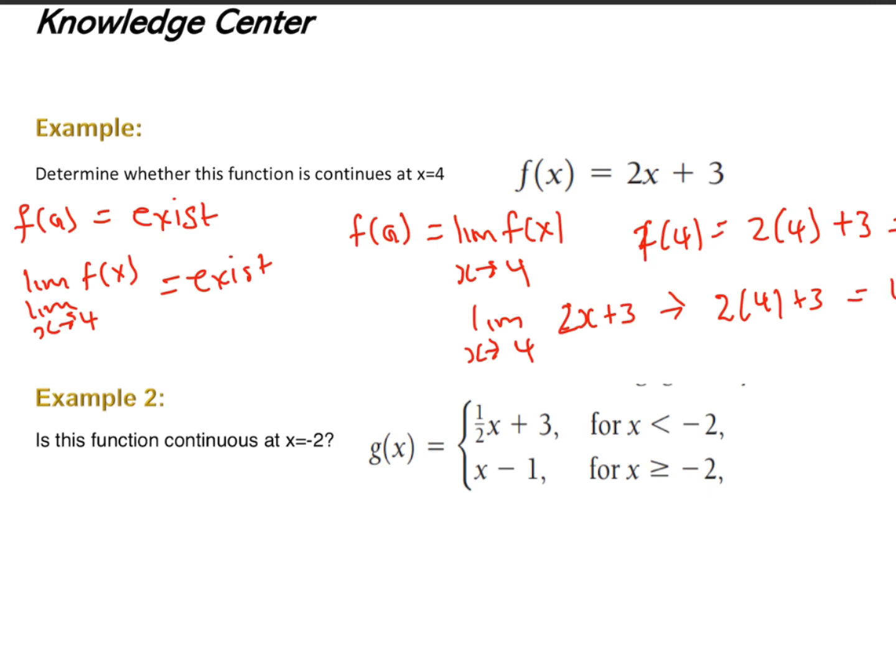So let's check the third condition: f of a equals the limit of f of x. Yes, because here f of a is 11 and the limit of f of x as x approaches 4 is also 11. So in this case, we can conclude that this function is continuous at the point x equal to 4, and in fact it's continuous at any point on the real number line.